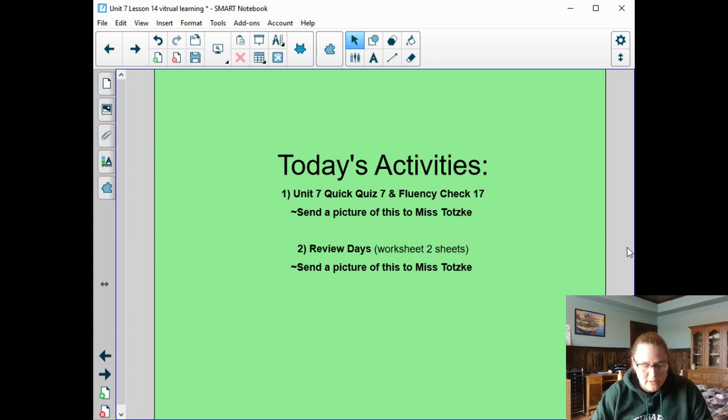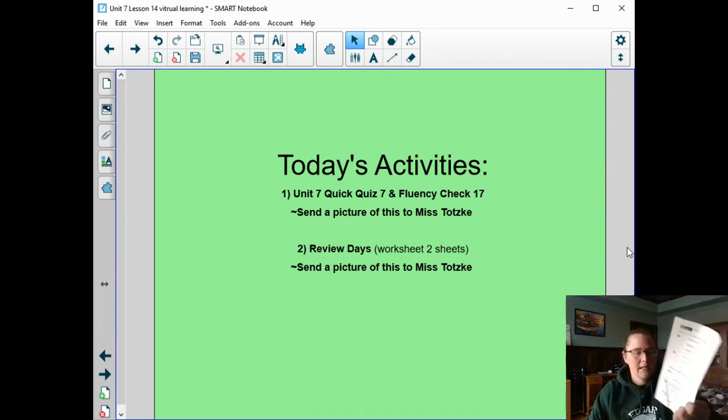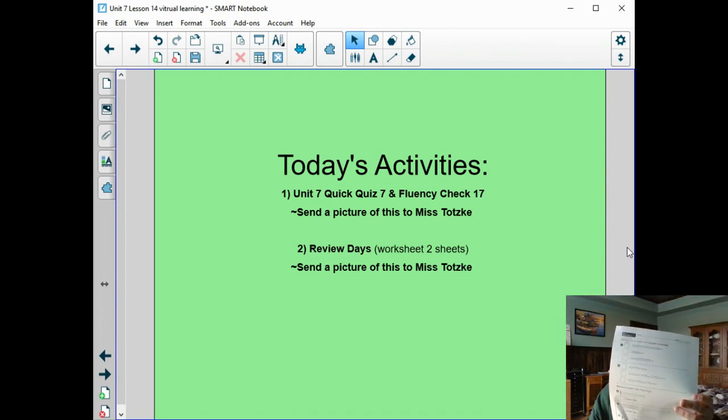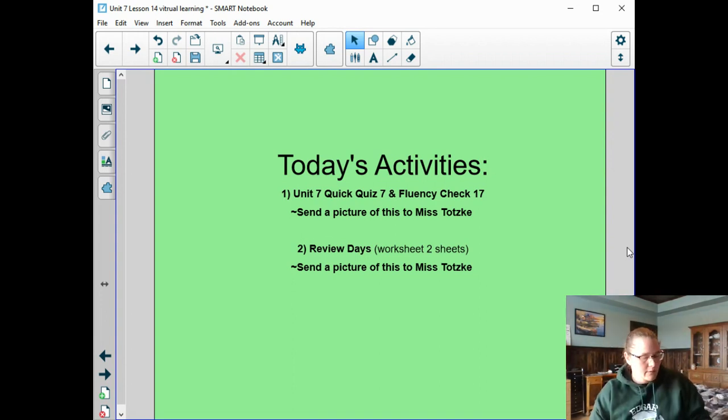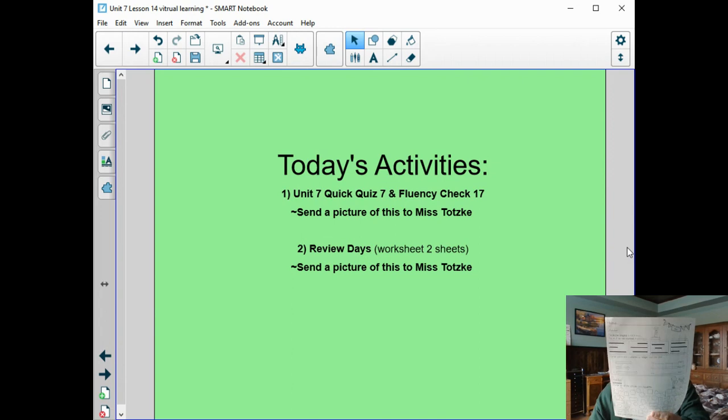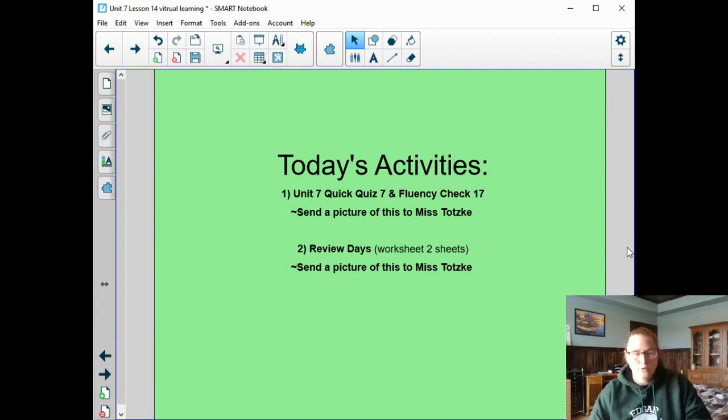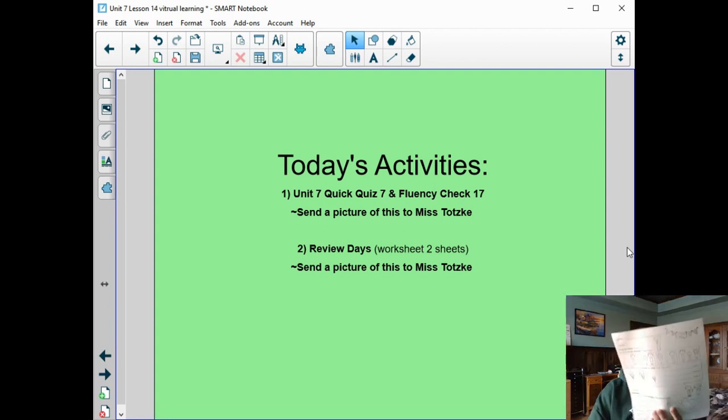You will need your Unit 7 Quick Quiz number 3. It looks like this. It is page 325. And then on the back, friends, is your fluency check. You're going to need that worksheet, so grab that. You're also going to need the sheet that looks like this that says Monday, Tuesday. On the back, it says Wednesday, Thursday. And then the last sheet of your packet, Monday, Tuesday, Wednesday, Thursday.